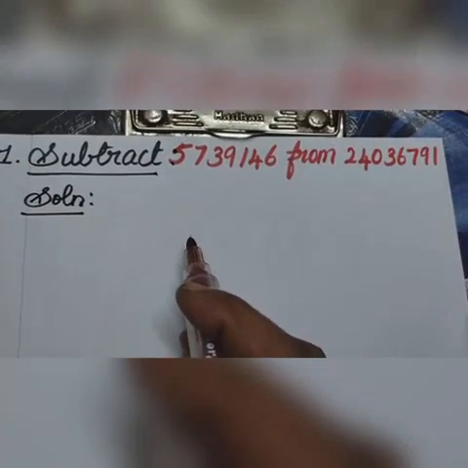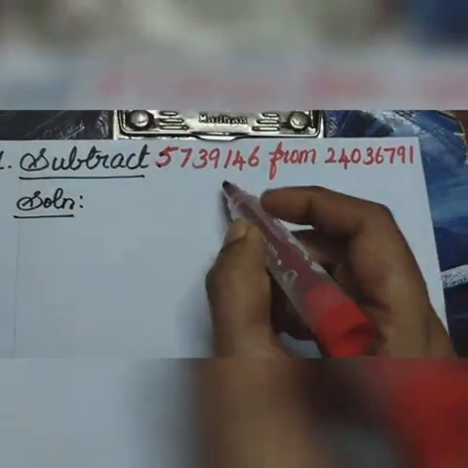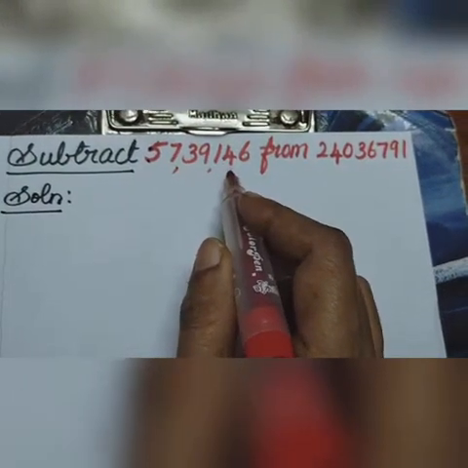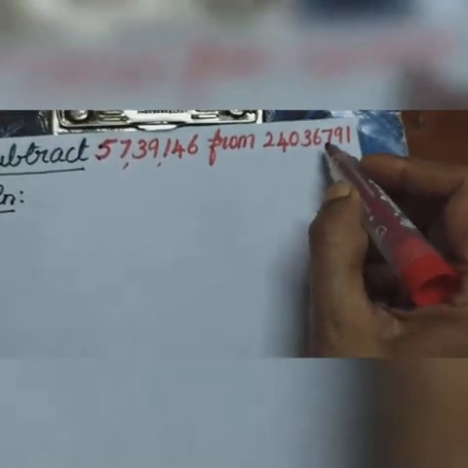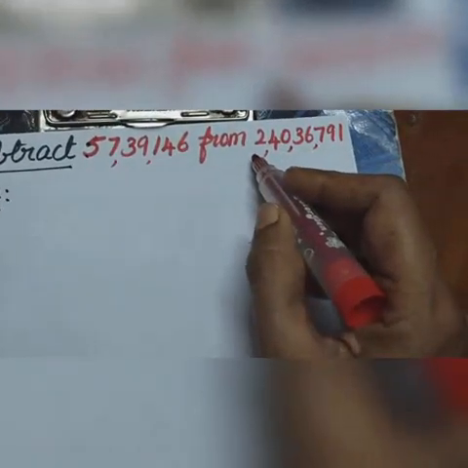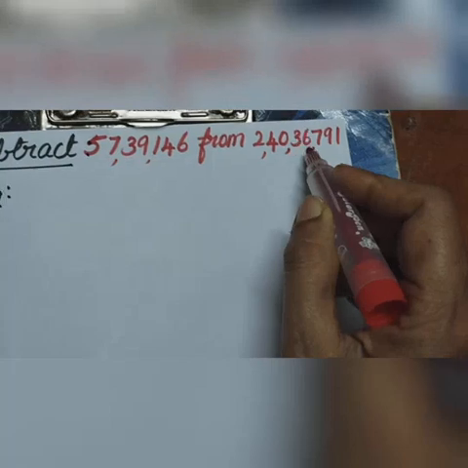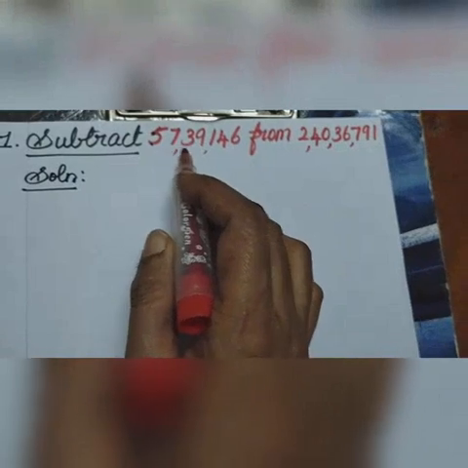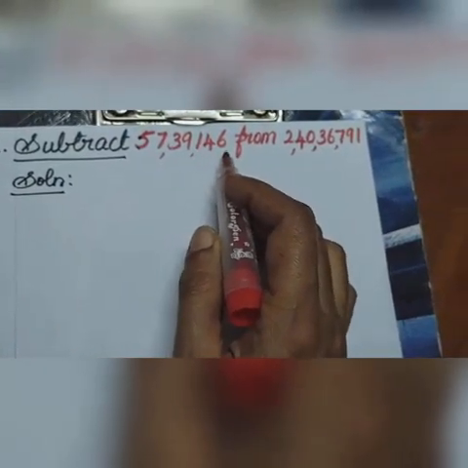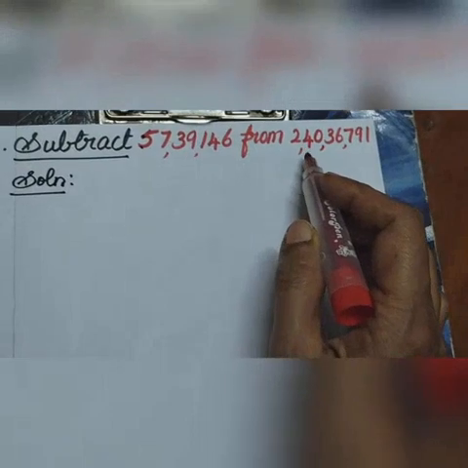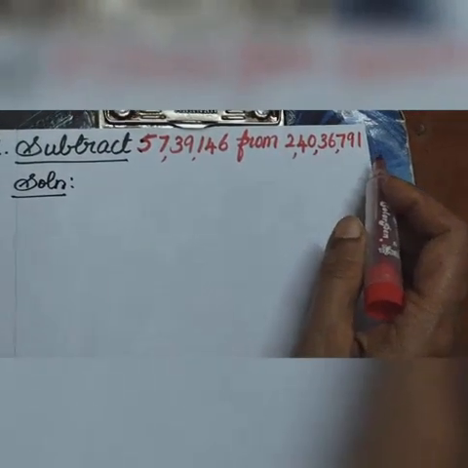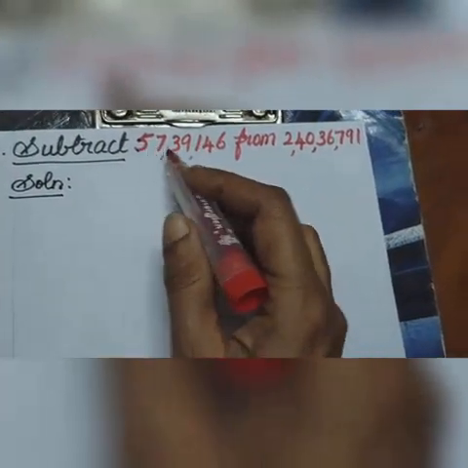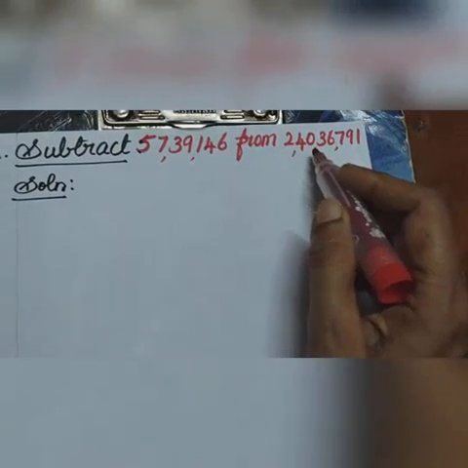Let's look at this example. Subtract 57 lakhs 39,146 from 2 crore 40 lakhs 36,791. We are going to subtract 57 lakhs 39,146 from 2 crore 40 lakhs 36,791. See here, it's a 7-digit number, here an 8-digit number, isn't it?